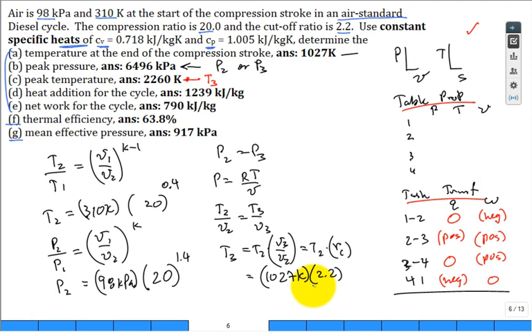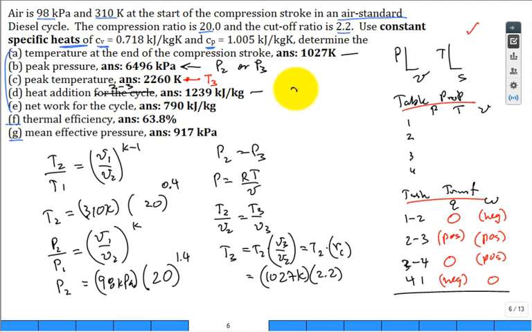Yep, okay, very good. How about the heat addition for the cycle? Now, again, this is a little tricky. I'm going to modify this. The heat addition for process 2 to 3. I don't want the net heat. I just want to know where it's coming in. It's only coming in the process 2 to 3, right?